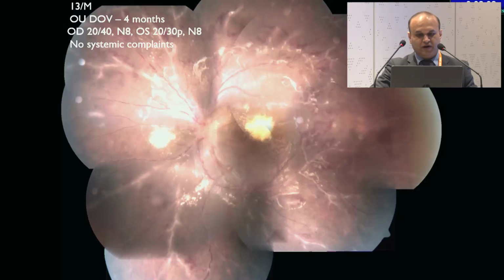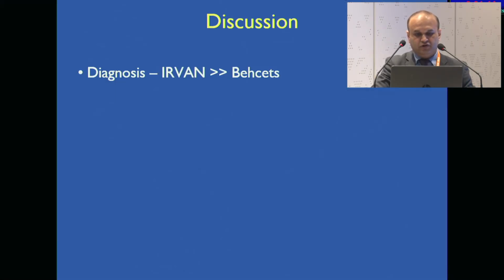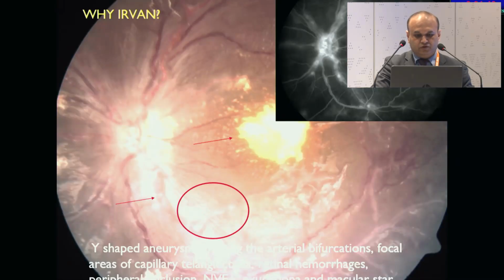So let me just show you one more case. So this was a patient who came to us. All right, I still have 2 minutes, I presume, but I'll quickly wrap it up. You see these vasculitis, you see areas of exudation. When you get an FFA done, sometimes you start seeing some of these aneurysms over here. You see aneurysms, you see vasculitis, you see retinitis signs. You're basically dealing with IRVAN. So why IRVAN? Because you are seeing these Y-shaped aneurysms affecting the arterial bifurcations.